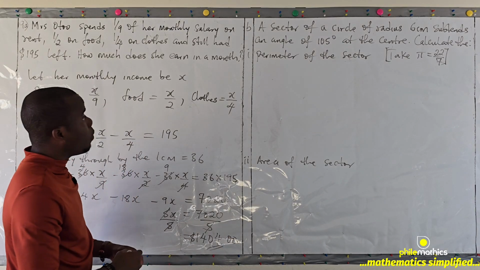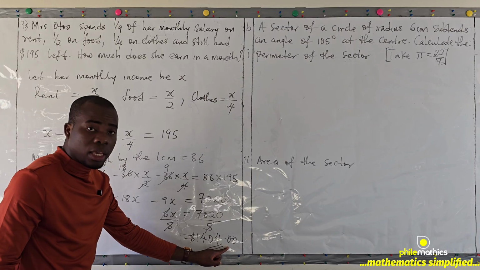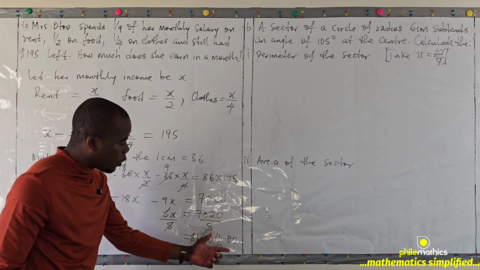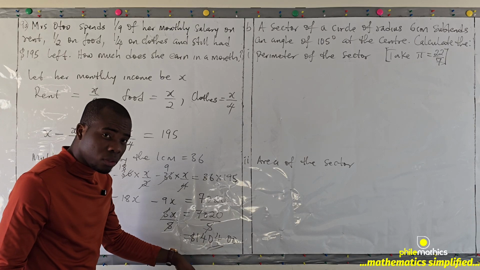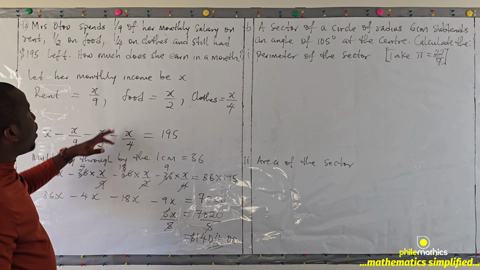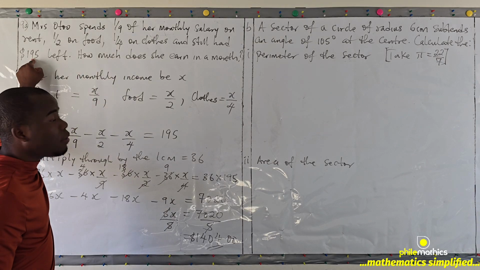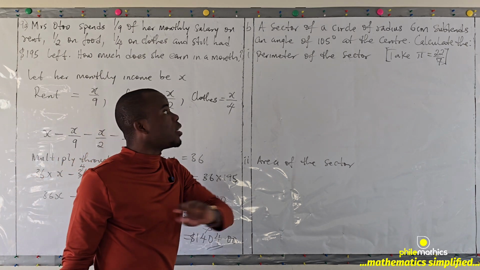0.00. But if we analyze this critically, it means she has a bad spending habit. How can you earn about $1,400 a month, and when you are done spending on yourself, you have 195? If you continue like this, I'm sorry, I'm joking.